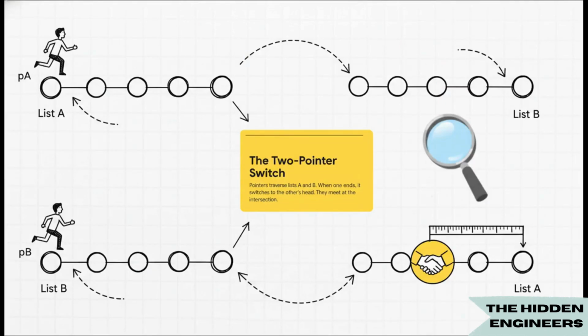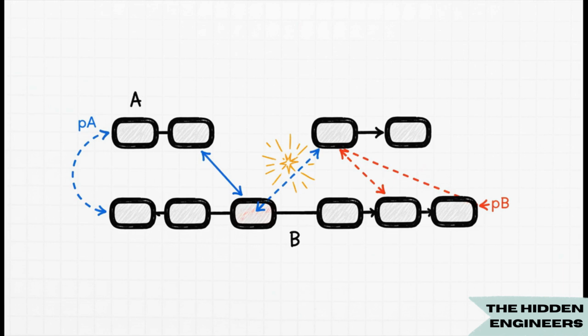The solution is this absolutely brilliant 2-pointer switch trick. Okay, imagine 2 runners, PA and PB, starting at the head of each list. When a runner gets to the end of their track, they don't stop. They jump over to the start of the other runner's track. And here's why that's so clever. It equalizes their total travel distance. By the time they meet, both will have run the exact same length, which guarantees they'll meet right at the intersection. It's awesome! And this visual really breaks it down perfectly.